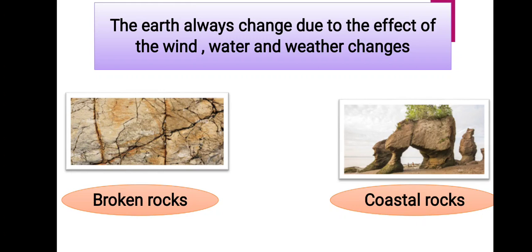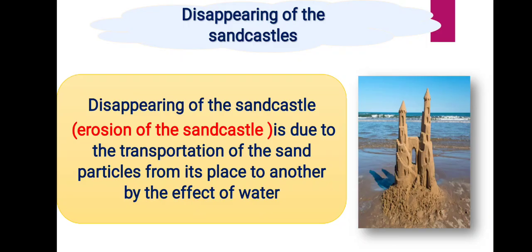From these two pictures, we can note that the earth surface is always changing from one shape to another shape because of the wind, because of the water, because of the weather. So the earth surface is not stable.